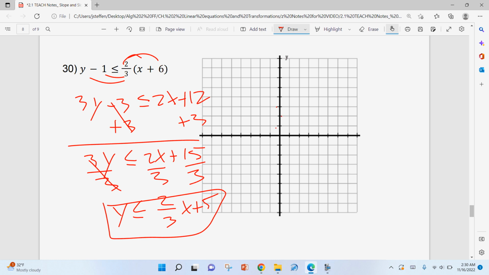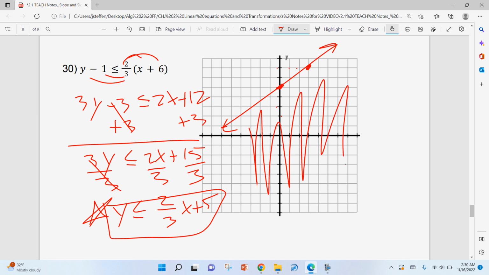So 1, 2, 3, 4, 5, then up 2 over 1, 2, 3. This one's a solid line. And again, I always check my slope-intercept form. Y is less than, so we shade below.